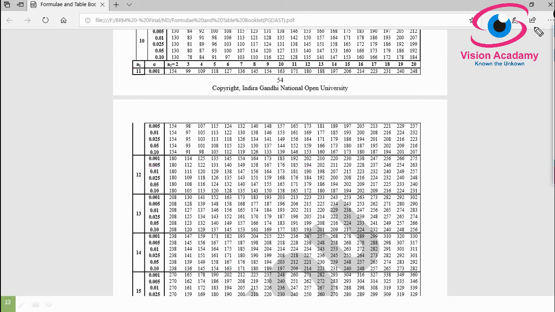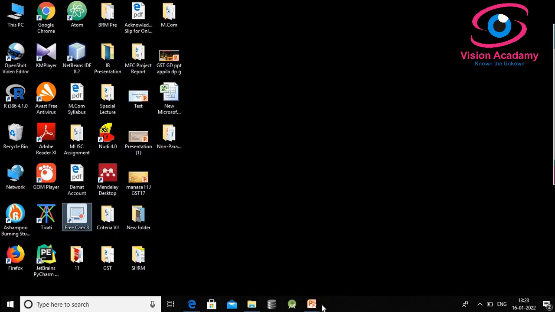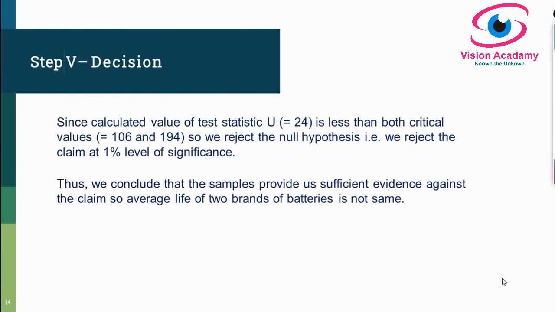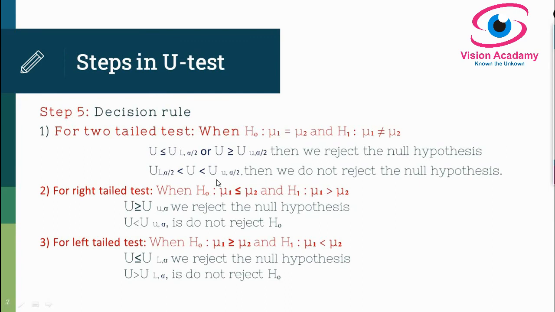Now let us compare these critical values with the tested value, and finally we can take a decision. I told you the lower critical value is 106, and you know how I derived this. The upper critical value is 194. Our tested value is 24. So before taking a decision, let us see the decision rule for a two-tailed test.